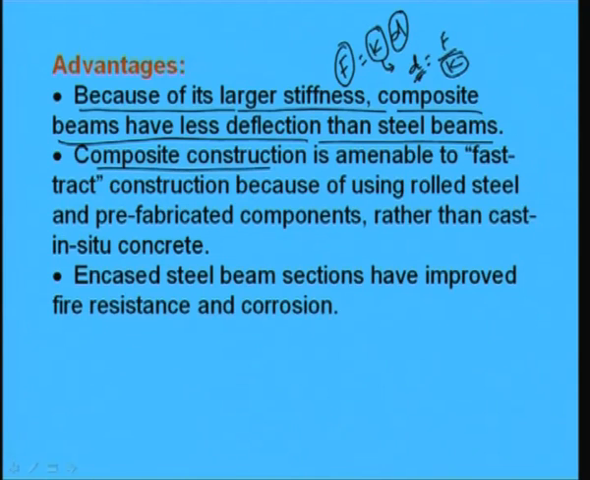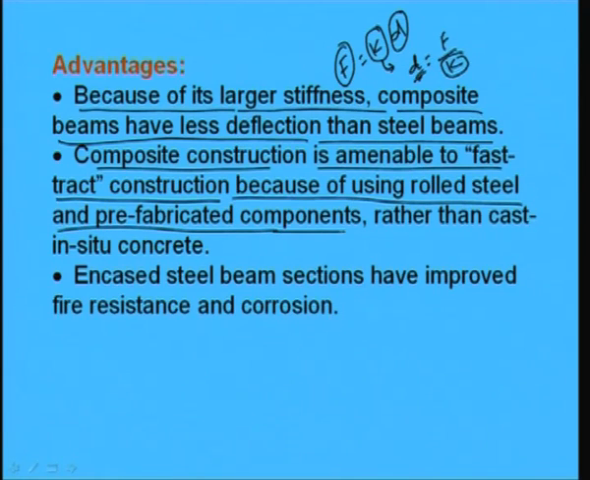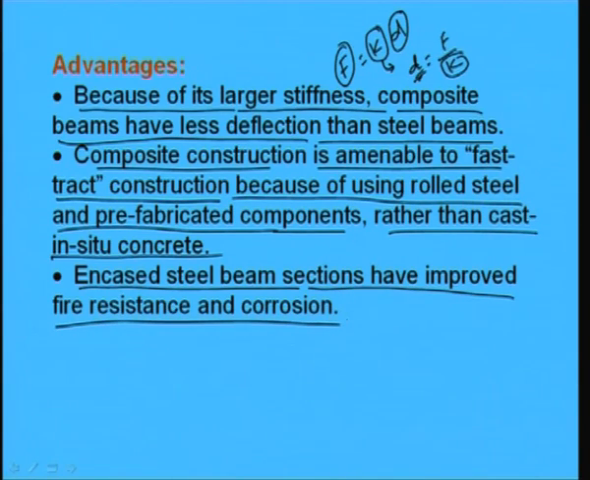Composite construction is amenable to fast track construction because of using rolled steel and prefabricated components rather than cast in situ concrete. So, this is another advantage when we use composite construction. Encased steel beam sections have improved fire resistance and corrosion resistance. If the steel beam section is encased in concrete, then definitely the fire resistance can be improved and corrosion can be reduced, because we know steel can corrode; if it is exposed to the air, then corrosion will take place. So, that can be reduced if we use an encased steel beam.